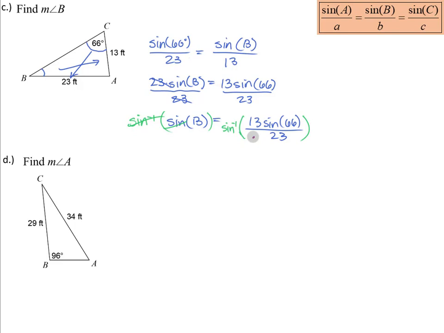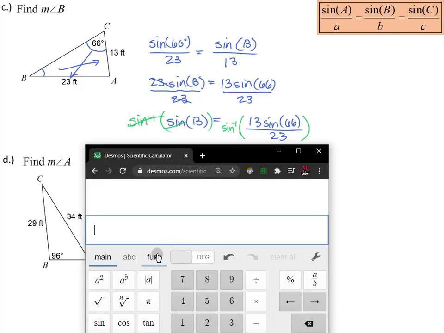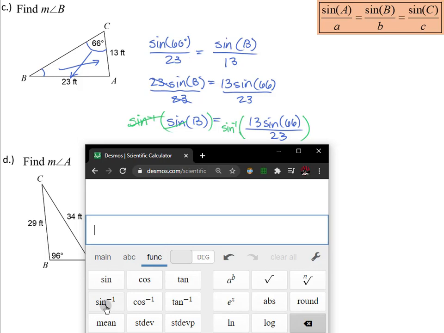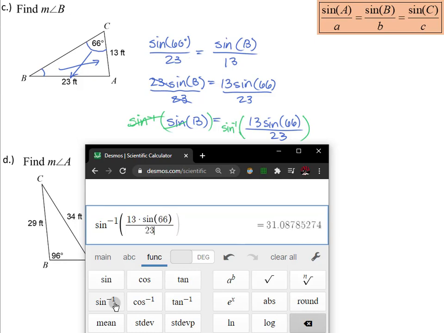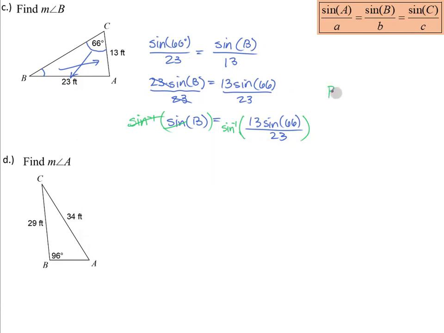Let's go to the calculator. Okay, so in Desmos, the inverse sine is under this little function tab, inverse sine of our fraction, which is 13 times the sine of 66 degrees, again, make sure it's in degree mode, which it is because I can see degree, over 23. And it's giving me the angle approximation back for our triangle. Looking at it, that seems reasonable. It's about 31.1 degrees, going to the nearest tenth there.